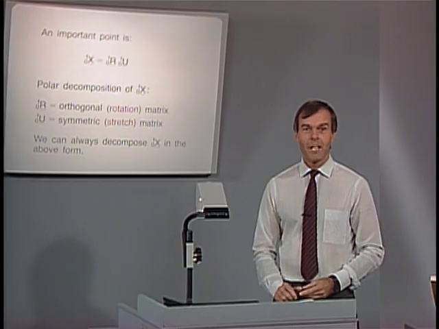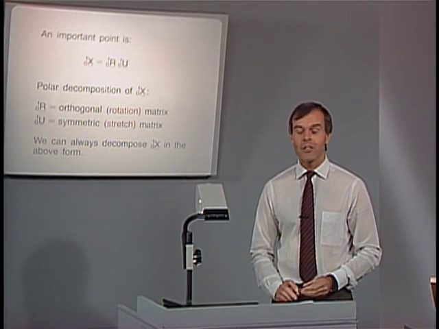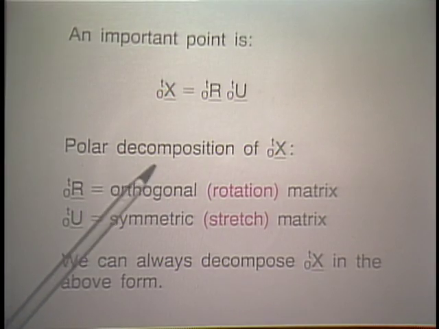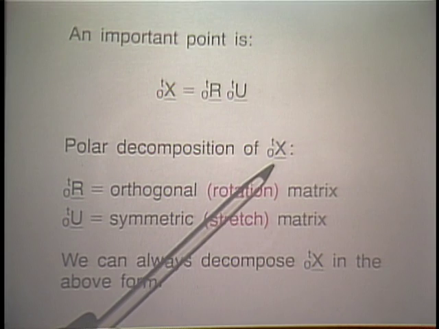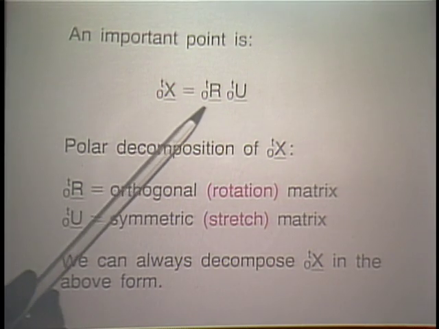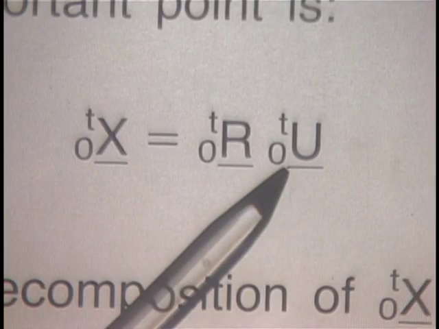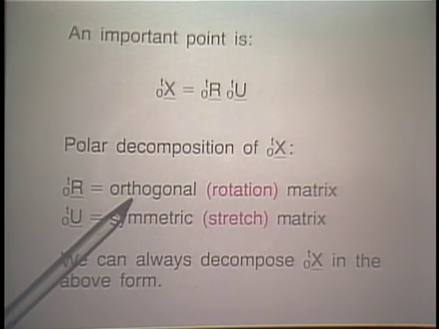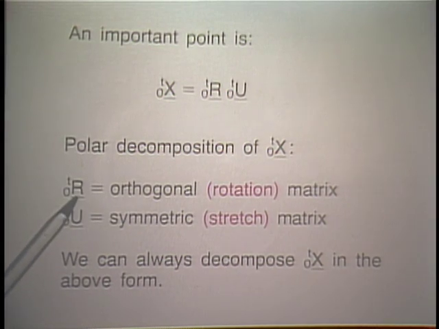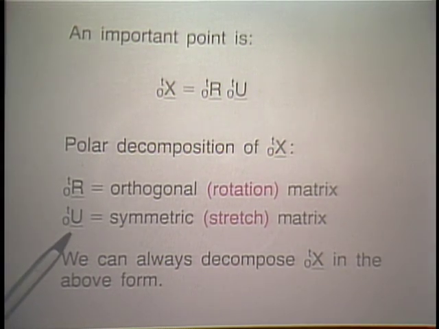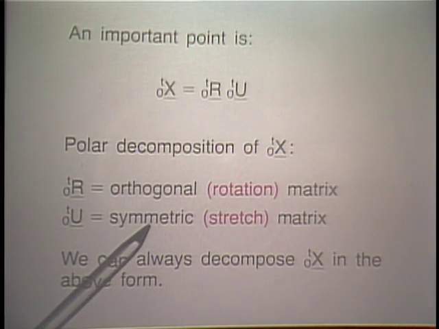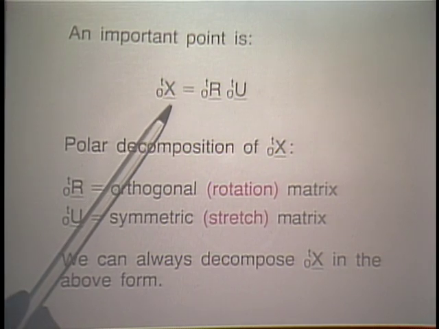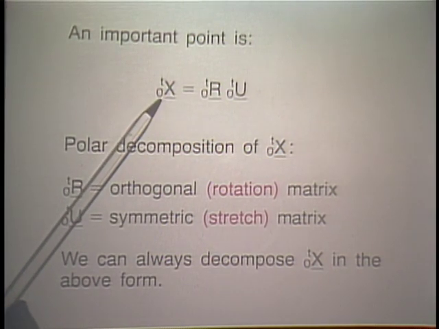An important theorem in continuum mechanics is the polar decomposition theorem, which tells that the deformation gradient T0x can always be decomposed into a rotation matrix and a stretch matrix. The rotation matrix is an orthogonal matrix, of course, meaning that R transpose R is the identity matrix, and the stretch matrix is a symmetric matrix. This can always be done for any x, and the proof actually is given in the textbook.